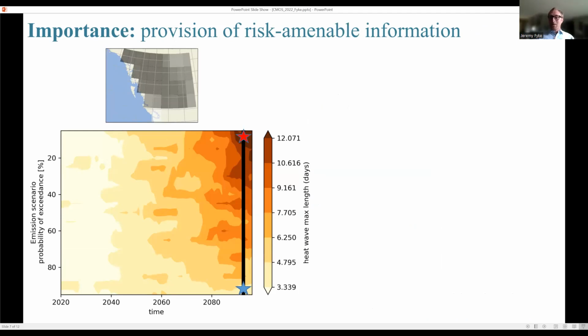Of interest, we get plots like this when we bring in not just the information itself, but metadata describing emissions probability. With this information, you can start to explore climate change, we argue, in a really powerful and actionable way. So we can explore changes to some metric of extreme heat, in this case, heat wave maximum length, in units of days, not just in time, the x-axis, but also across the y-axis here, which is emission scenario probability of exceedance.